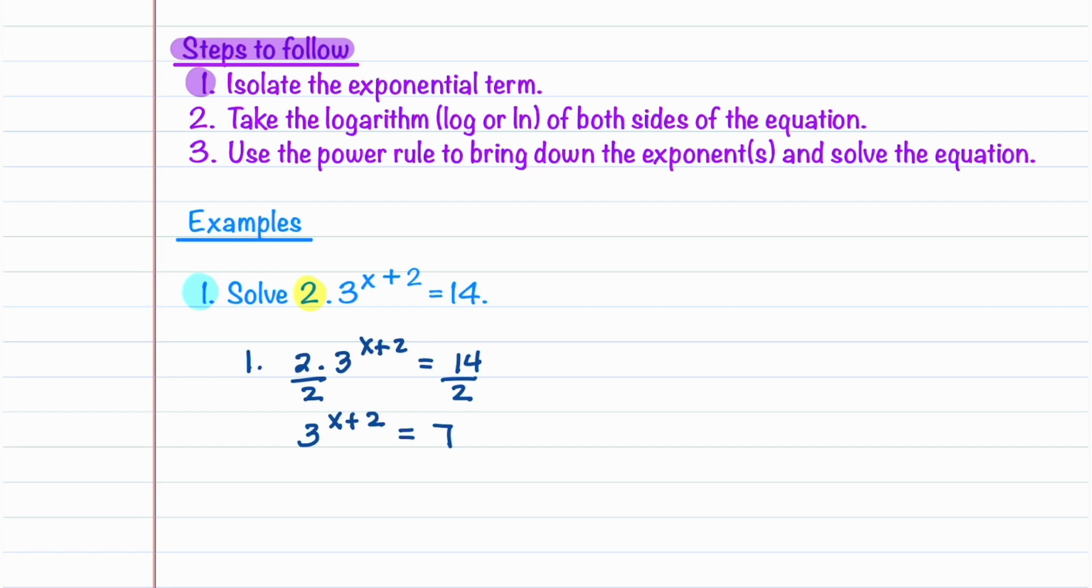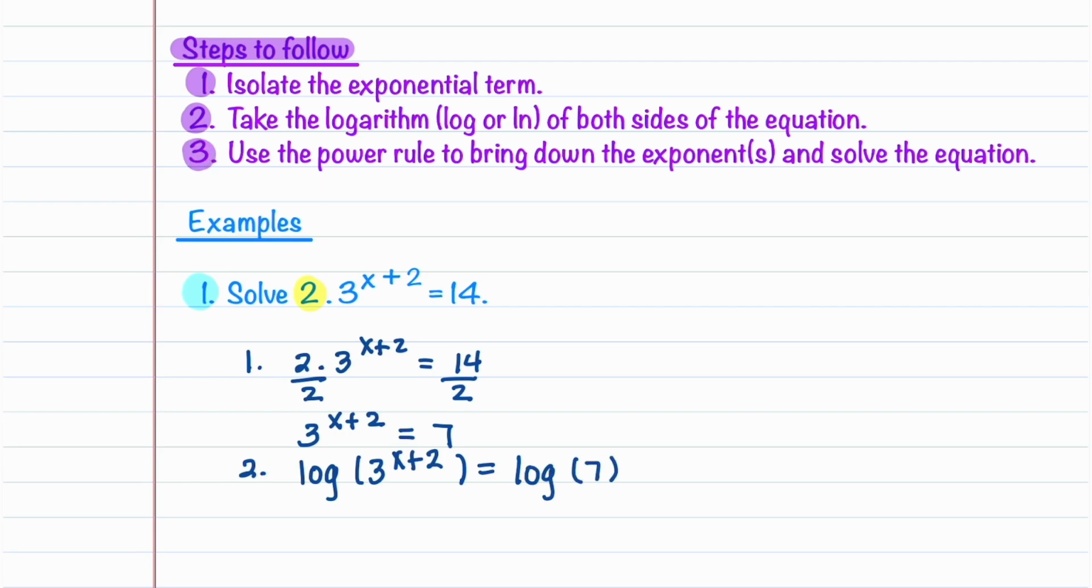Let's now look back above at our second step. Our second step says to take the logarithm, either the common log or the natural log, of both sides of the equation. Let's go ahead and do that. I'm going to choose to take the log for this one, and then for our next example, I'll take the ln. We have log of 3 to the x plus 2 is equal to log of 7.